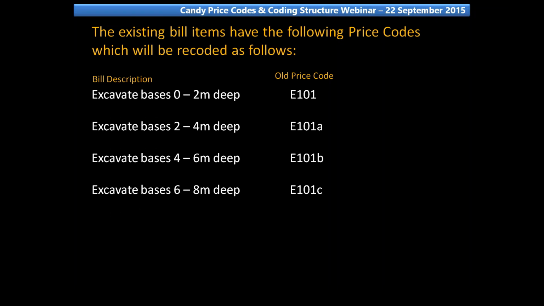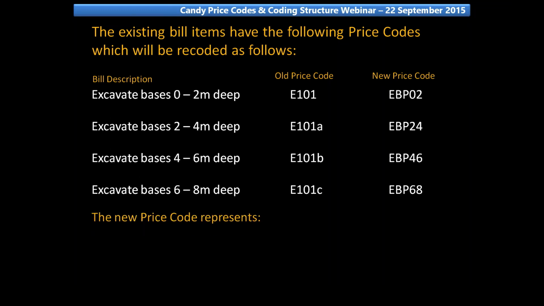Excavate basis 0 to 2, 2 to 4, 4 to 6, and 6 to 8, and the price codes are E101, A, B, and C. I am going to recode those existing bill items' price codes to the following: EBP. This new price code represents the following: E is the trade; B is basis, excavating basis with plant, and the last characters are the depth.